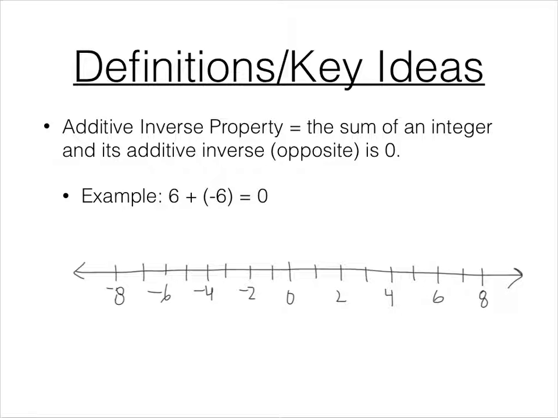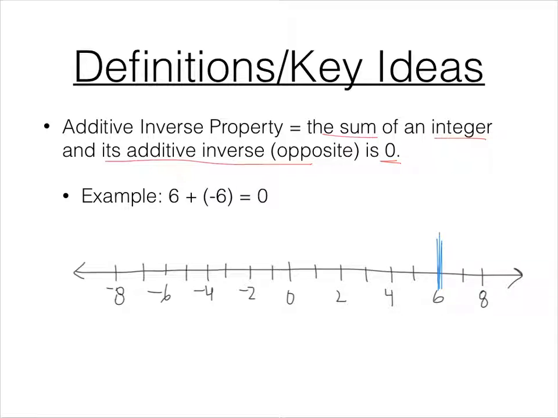The next term here is the additive inverse property, and that property says that the sum of an integer and its additive inverse, or the sum of an integer and its opposite, is always going to be 0. So for example, if I were to plot 6 plus negative 6, I'm going to start where it told me to, at 6.